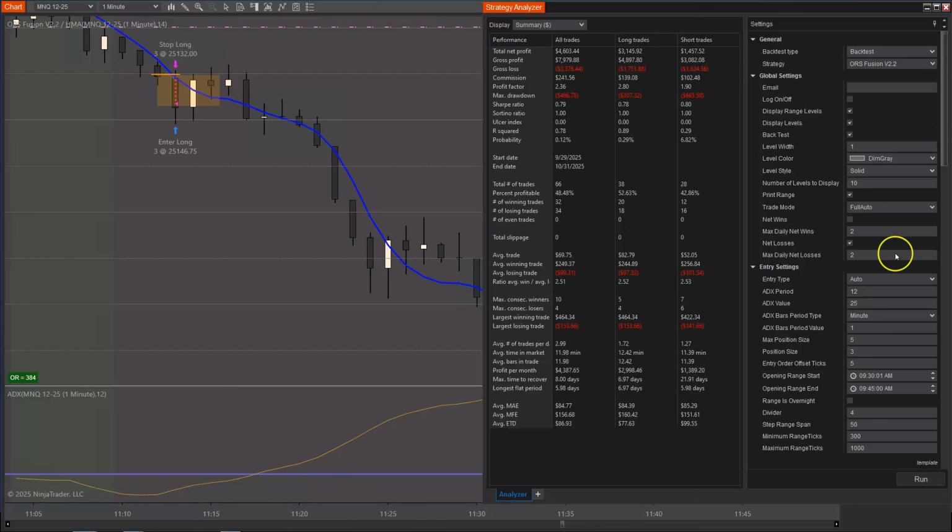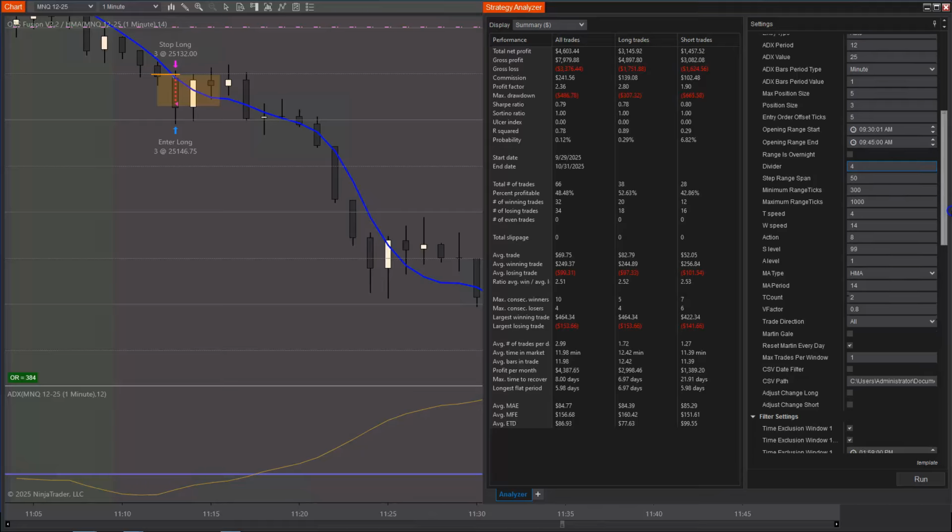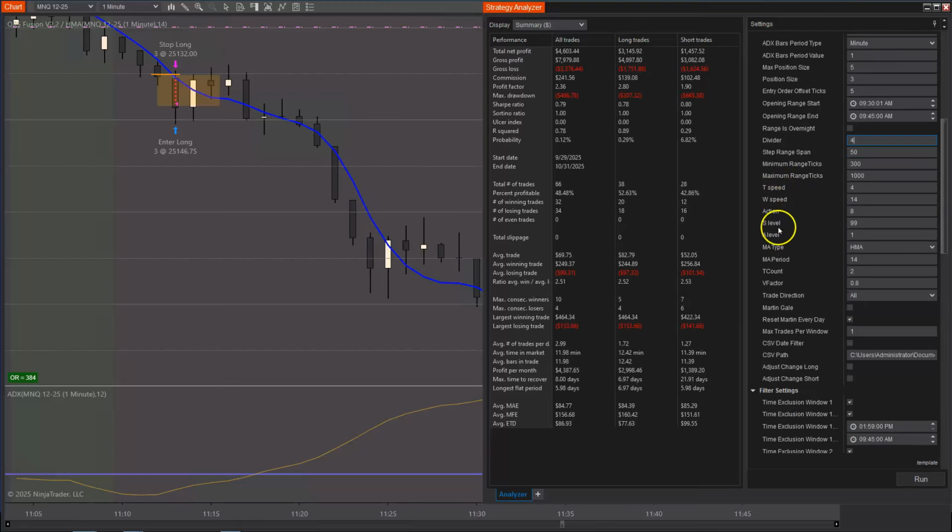And yeah, we'll just run down some more of the settings real quick here. The divider on the large template is 4. That means we split the opening range up into 4 sections. Step range span, you don't really need to worry about that. That's just how many lines are plotted. The T, W, action, S, A level, these are the settings that recreate the green and red buy and sell zones in the background, the green shaded and then the red shaded. That's those settings. It's our proprietary indicator that we've designed just for ORS. Pretty cool indicator just on its own, actually, if you watch it.